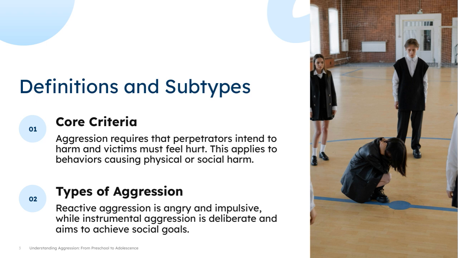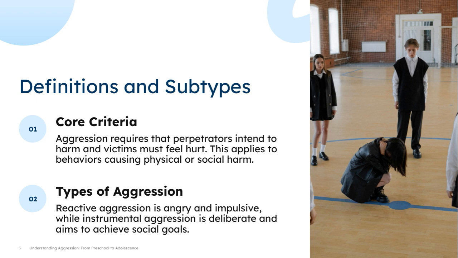Now, aggression isn't one-dimensional. We break it down into two main types. First, reactive aggression. This is the angry, impulsive kind. It happens in the heat of the moment, like when someone lashes out after being provoked. On the other hand, instrumental aggression is much more deliberate, calculated, and serves a purpose. It's aimed at achieving a specific social goal, like gaining status or control.